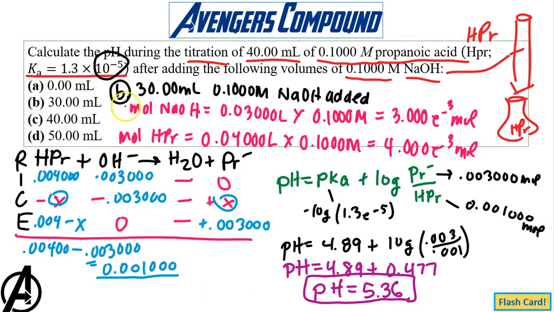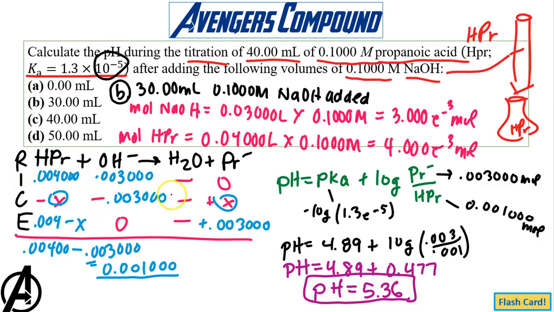For part B, we're adding 30 mL of a 0.100 molar NaOH solution. So effectively, we're adding OH minus to our acid-base titration. So what we need to do is get the initial moles of NaOH and initial moles of our weak acid HPr. And since we are dealing with our buffer component ratio, the volume is going to cancel, so there's no need to have molarity here.